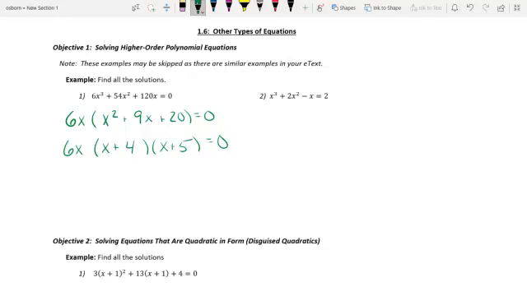So now all I have to do is take each of these and set them equal to 0. That means 6x equals 0, x plus 4 equals 0, and x plus 5 is equal to 0. And I can solve it. I get x equals 0, x equals negative 4, and x equals negative 5 as my three solutions.